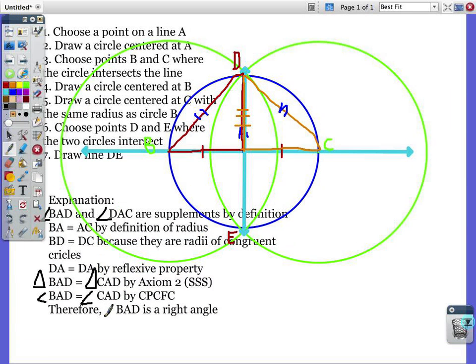But I didn't know we needed to know that angle BAD was a right angle. What did the question ask you to do? Construct a right angle. We got one right here. You said we have 4. Well, we do have 4, but we only needed 1. Does that make sense? Does anyone have questions?